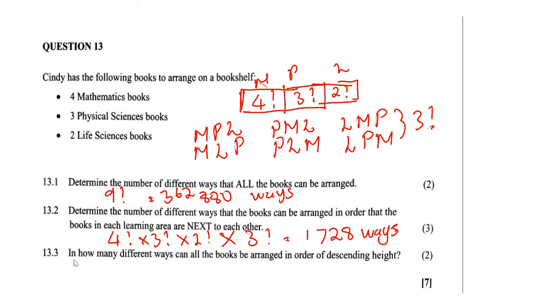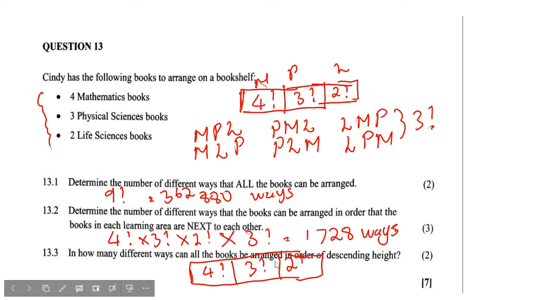Now, 13.3 says, in how many different ways can all the books be arranged in order of descending height? If they must be in the order of descending height, it is just as simple as that. Descending height means from the biggest to the smallest, from the one that has a large number to the one that has a smaller number. So already here we can see that this is in descending order. You would put the maths books first, then the physical science books, then lastly the life science books. So the condition is just like that.